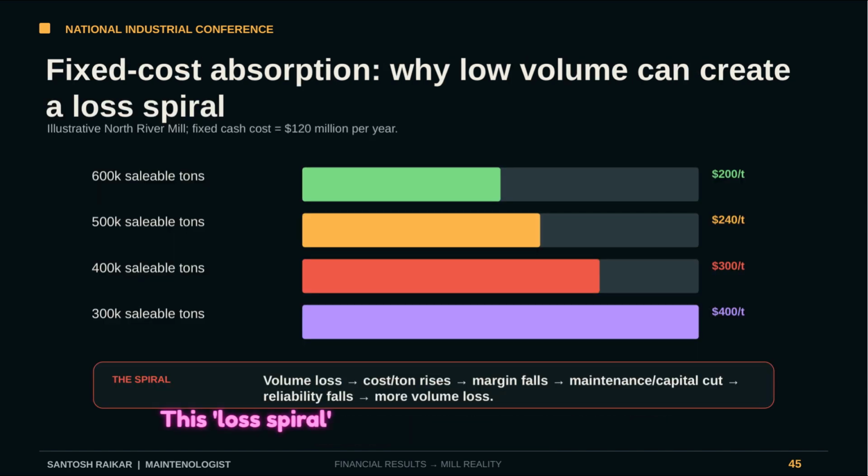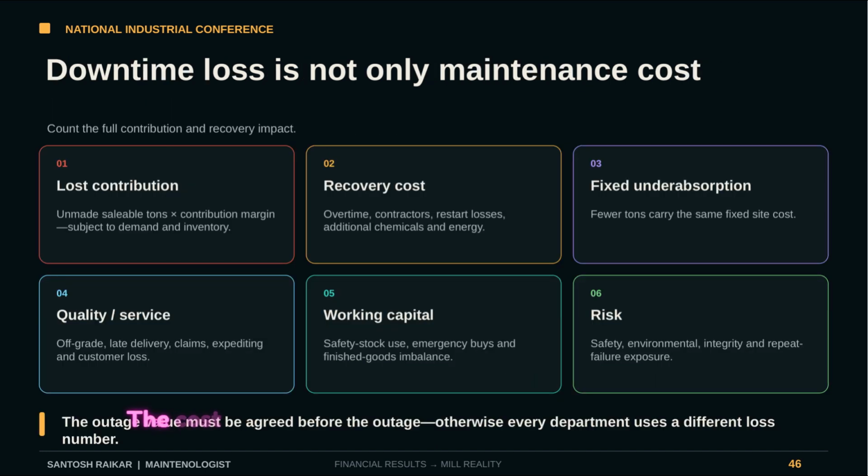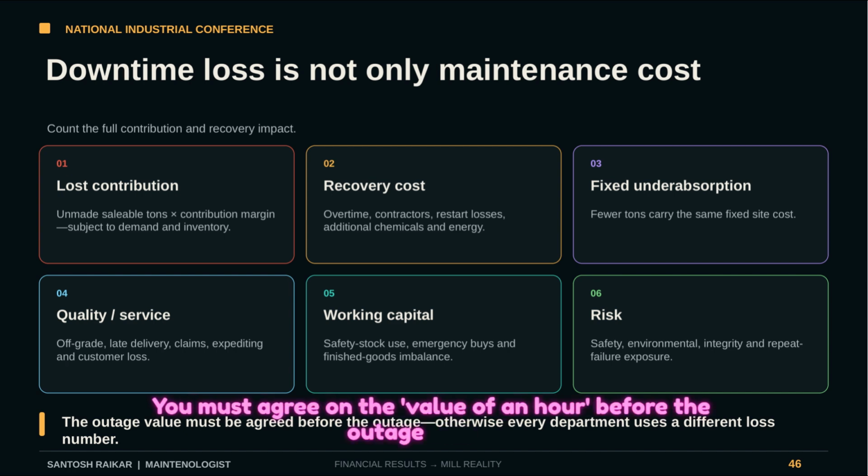This loss spiral shows why utilization is so critical. As volume falls, the cost per ton rises, which often leads to maintenance cuts, causing reliability to fall, which leads to even less volume. It's a difficult cycle to break. The cost of downtime is much more than just a repair bill. It includes loss contribution, restart losses, and even impacts on working capital and customer service. You must agree on the value of an hour before the outage happens.